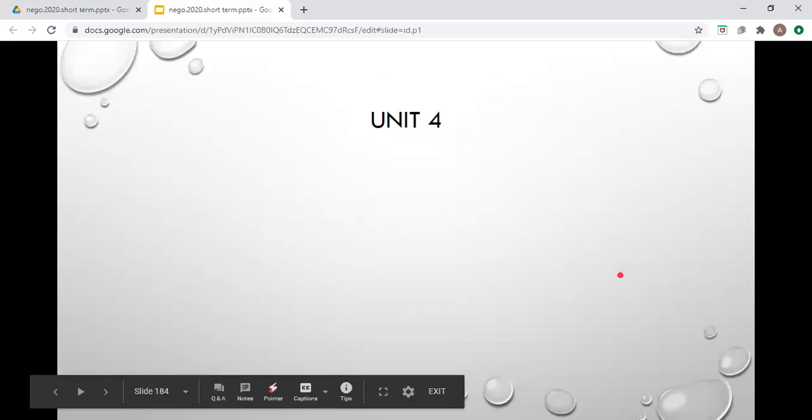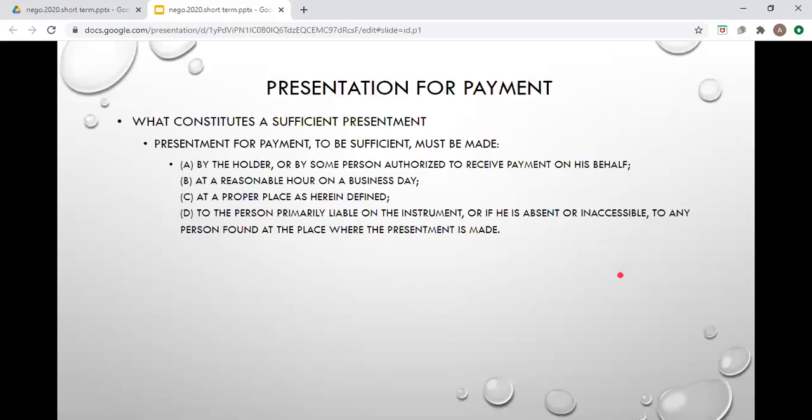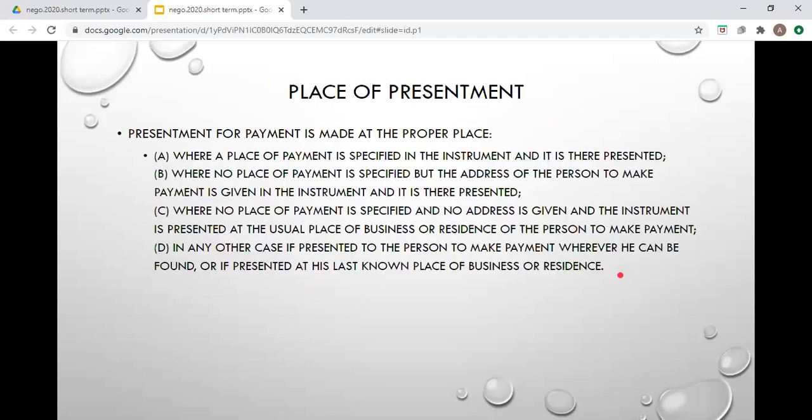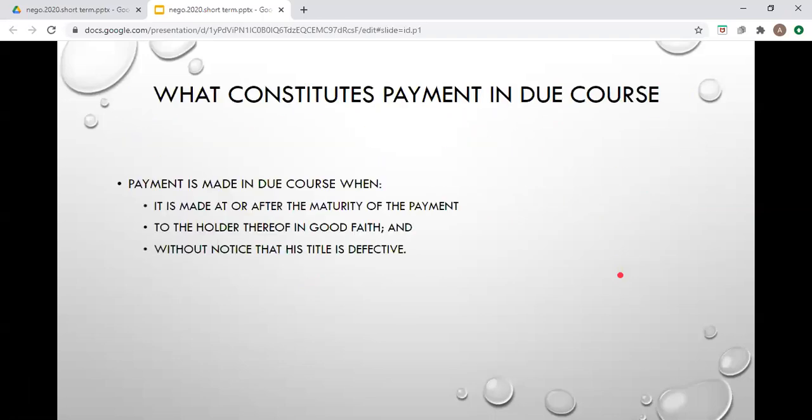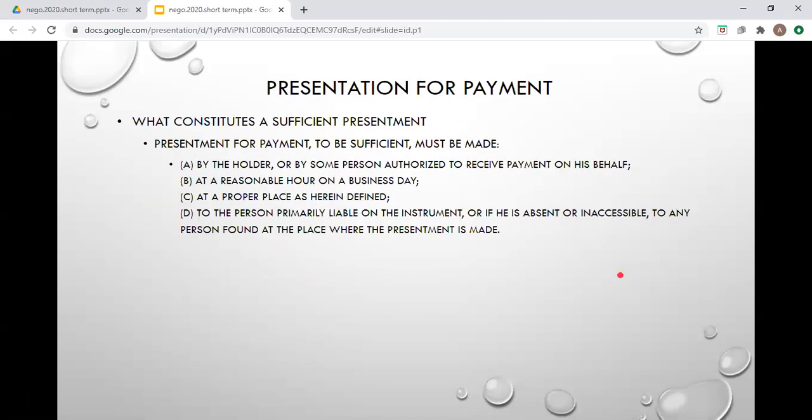The next topic, hindi pa pala. Meron pa palang unit 4, presentment for payment. So tapusin natin to. Presentment for payment. What is presentment for payment? This stage in the life of your negotiable instrument is applicable to both bill of exchange and a promissory note. Not unlike in presentment for acceptance, which is applicable only to a bill of exchange. But when it comes to presentment for payment, it's applicable to both bill of exchange and the promissory note.